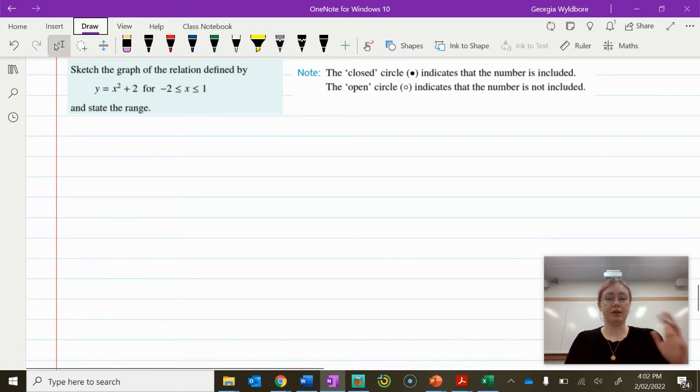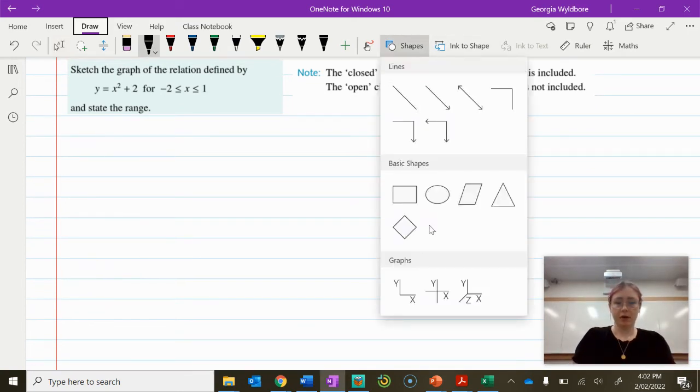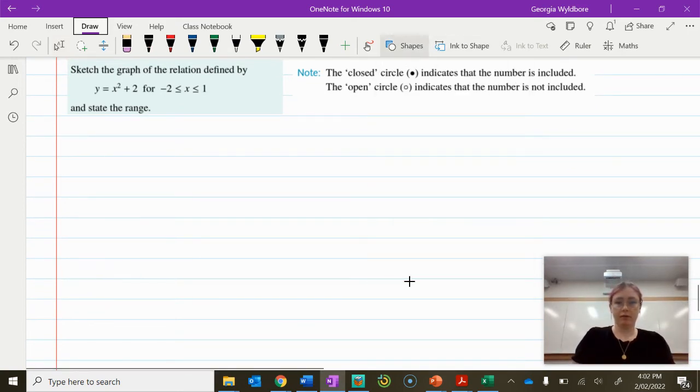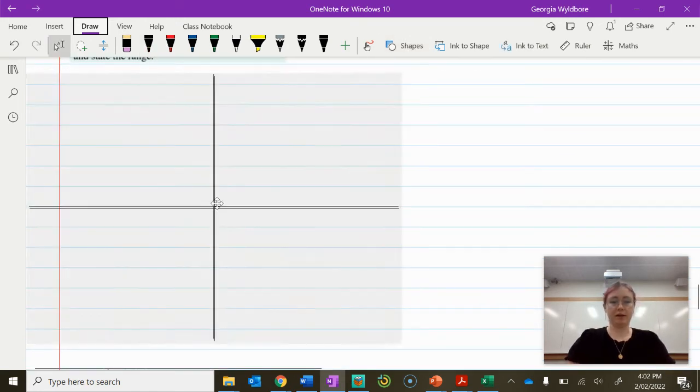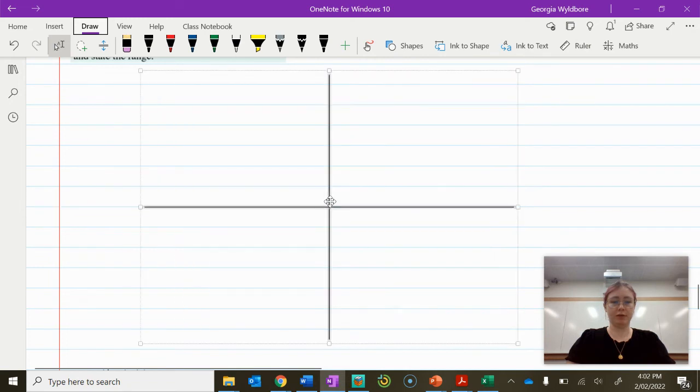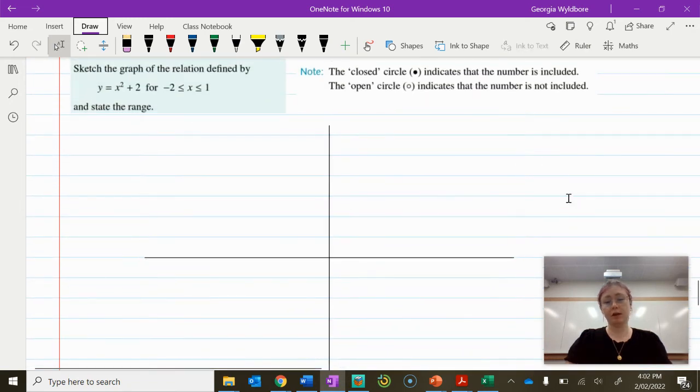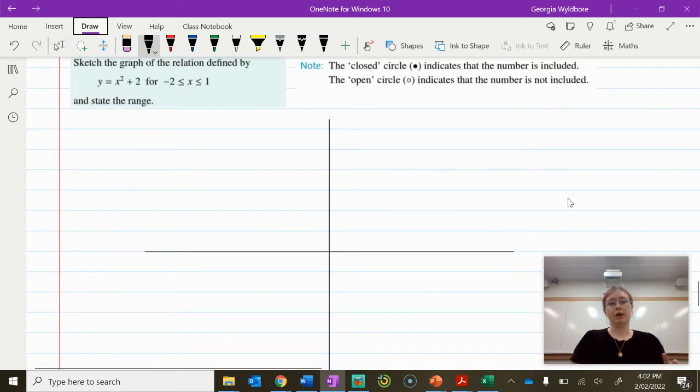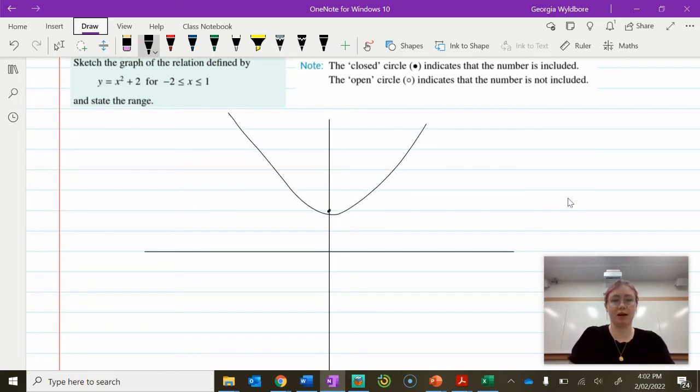If we sketch this quadratic here, if we think about this just in terms of those quadratic transformations that you would have learned last year, x squared plus 2 is effectively just the graph of x squared, but moved up vertically by 2. So we know that it's going to intercept at the point 2, and it's going to go like that. Nice quadratic.